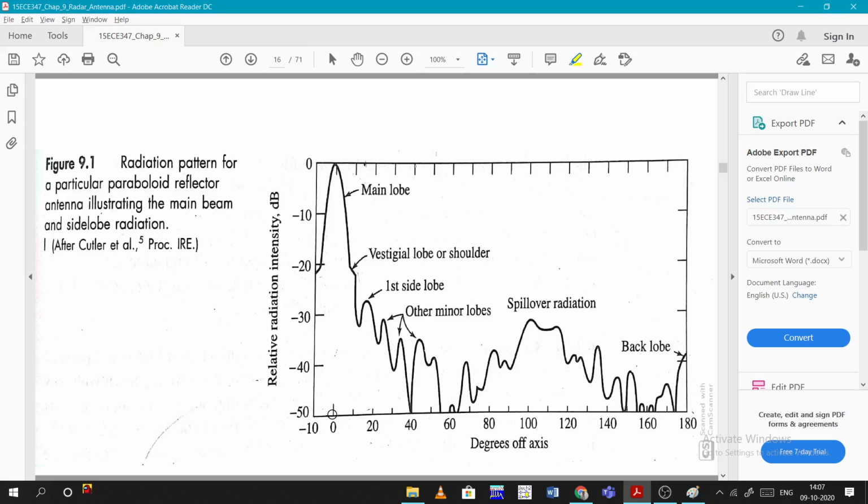At initial zero, it is the main lobe. When you go on rotating, clockwise, sorry, anti-clockwise, basically increasing the angle, 20 degrees, 40 degrees like that, there will be some decrease. Every peak has some name given. That is the vestigial lobe or shoulder, the first side lobe, other minor lobes, spillover radiation, and the back lobe.